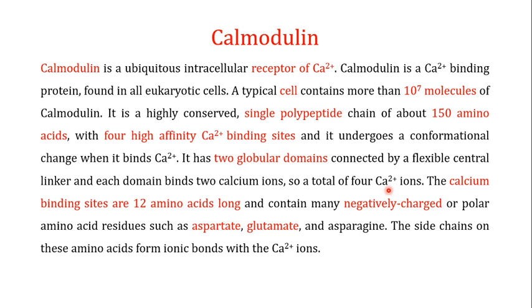Now the calcium binding sites in these globular domains are made up of 12 amino acids. And these 12 amino acids usually contain negatively charged or polar amino acid residues, such as aspartate, glutamate, and asparagine. Calcium has a positive charge, and the negatively charged amino acids have a negative charge. So the negative and the positive are going to interact with each other. So the calcium is going to interact with the calmodulin, utilizing the aspartate, the glutamate, or the asparagine of the calmodulin protein.